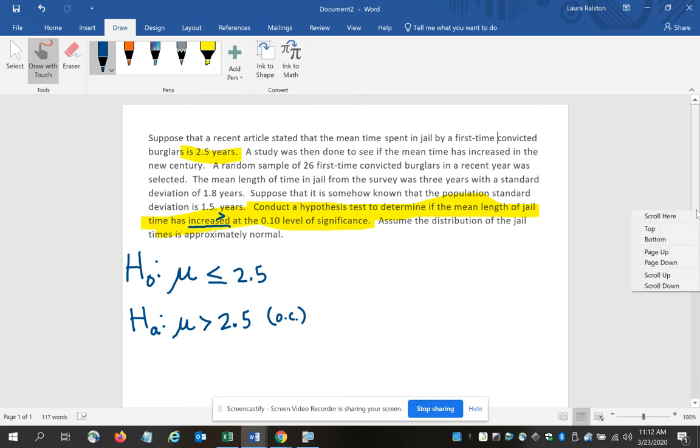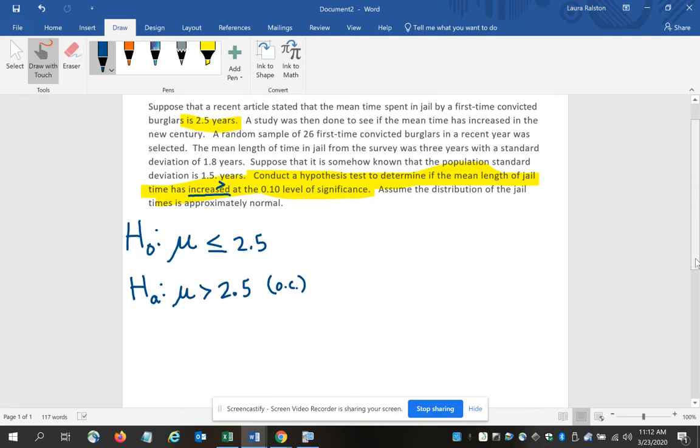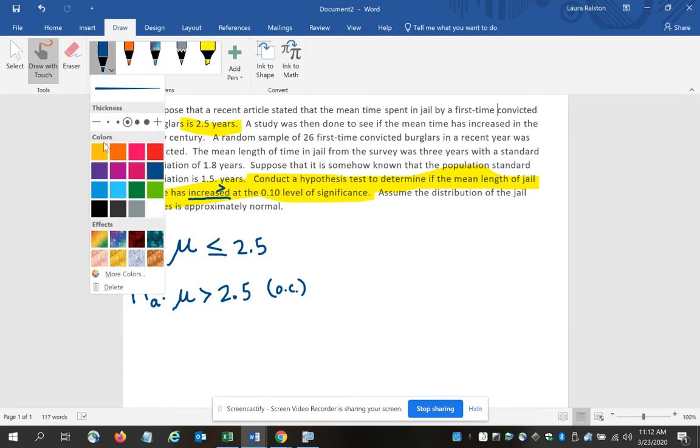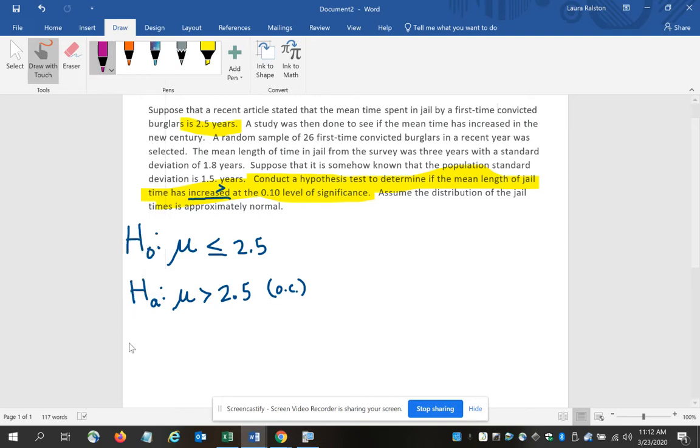In the second step of the hypothesis test, we need to identify all the pieces of information that we need in order to work the problem. And if I'm thinking about using my calculator, then I need to identify mu.